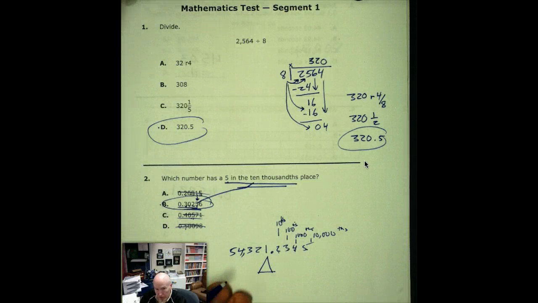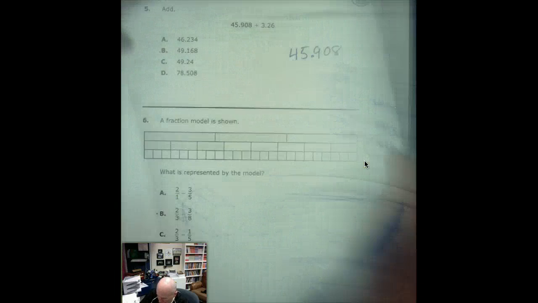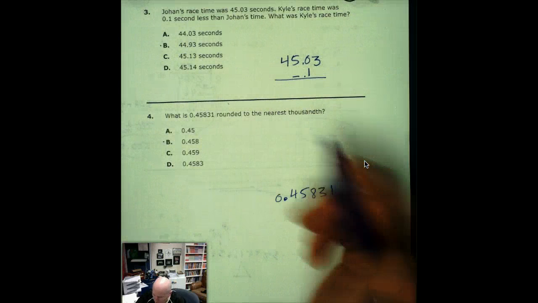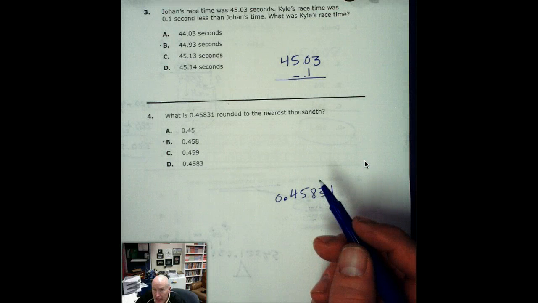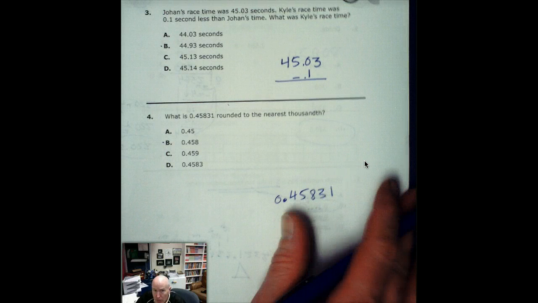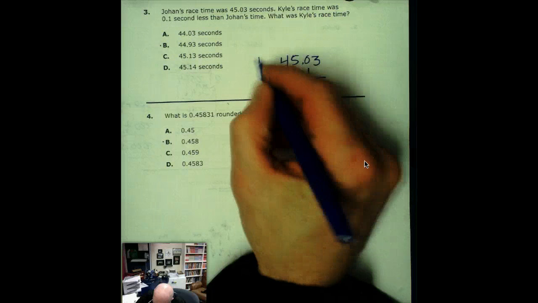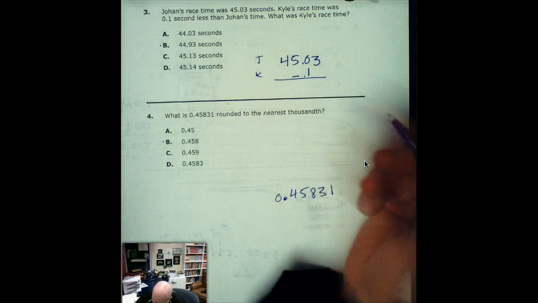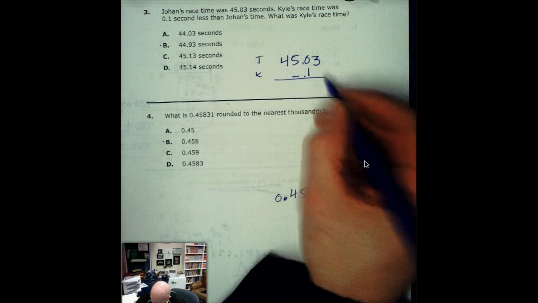Turn this guy over. Okay. Johann's race time was 45.03 seconds. Kyle's race time was 0.1 second less than Johann's time. What was Kyle's? So this is Johann's. Kyle's is going to be this much less. So we just set those up and we're looking for a difference here. So we're going to subtract.